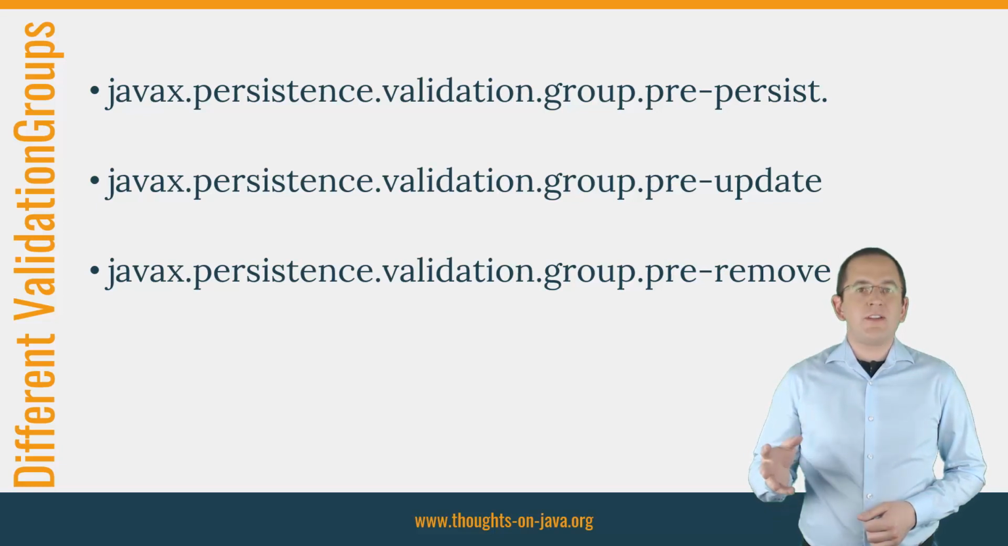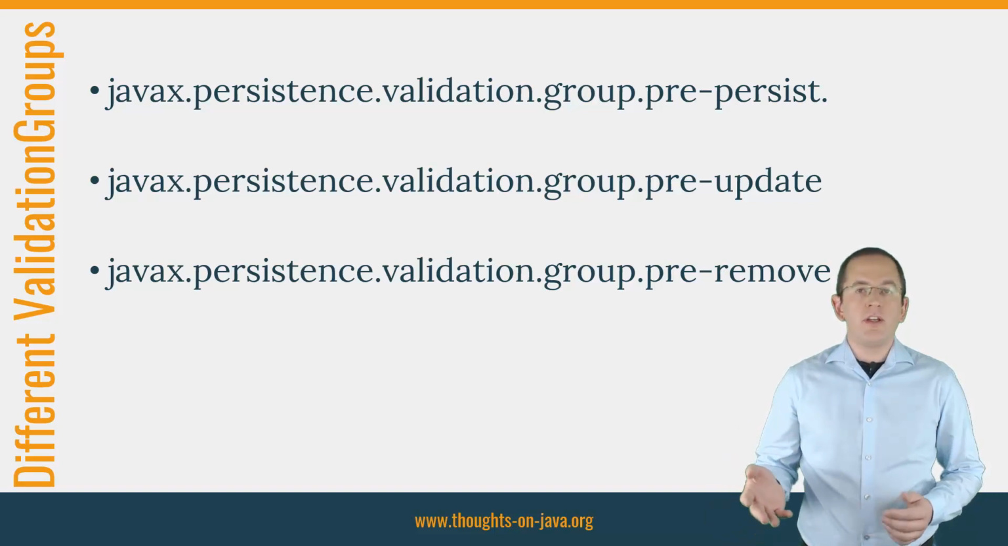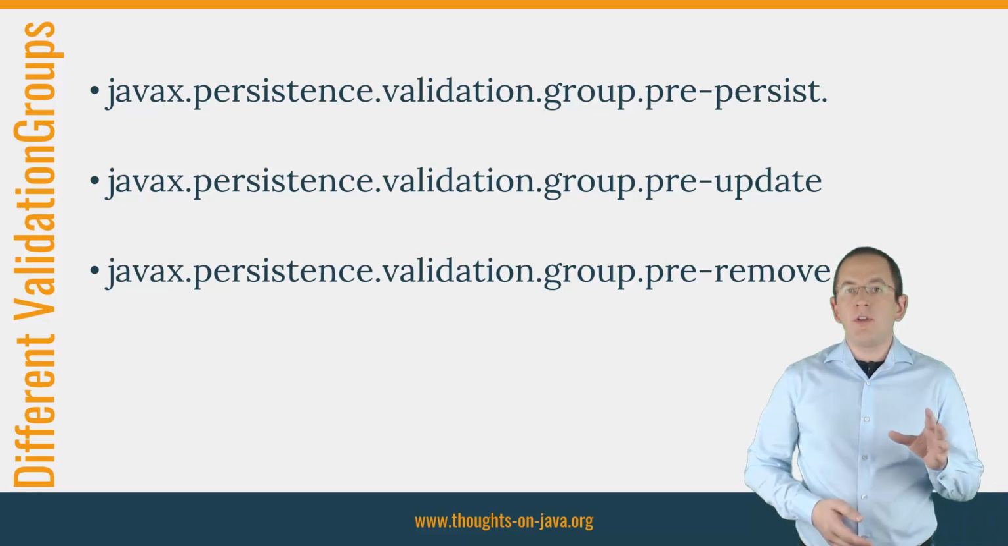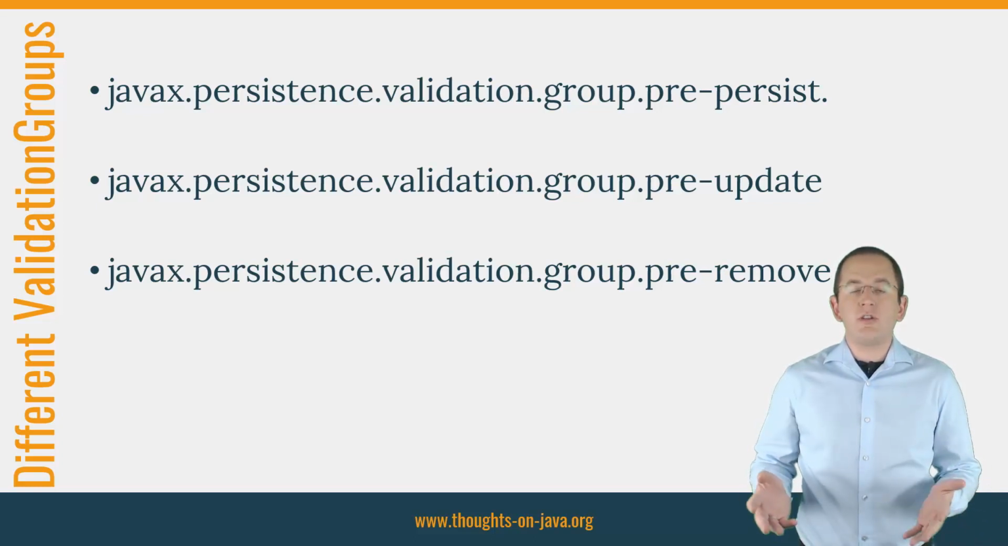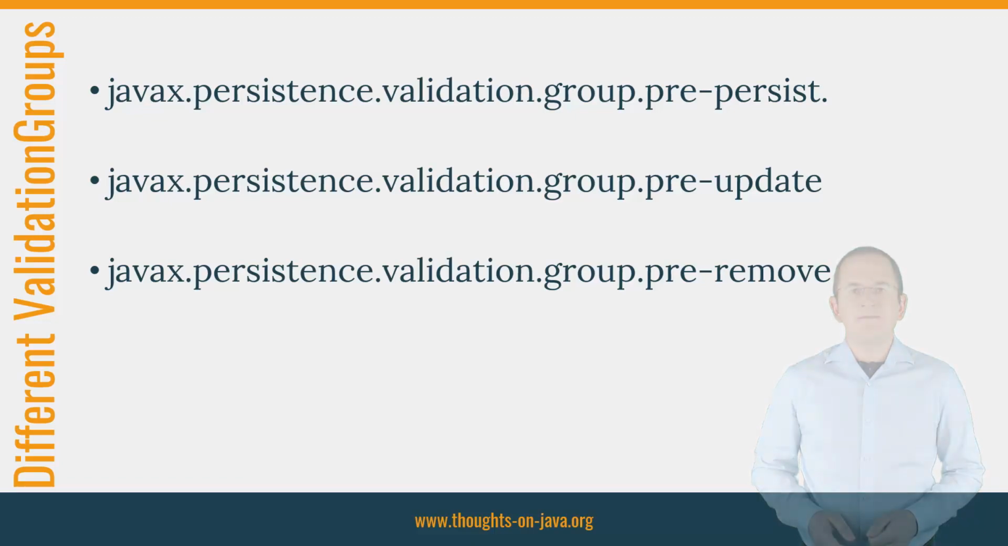In the next step, you can set which validation groups shall be validated before an entity gets persisted, updated, or removed. By default, your JPA implementation uses the default group before persisting and updating an entity and doesn't perform any validation before removing it. You can change that in your persistence.xml file using the parameters that you can see here on the slide.